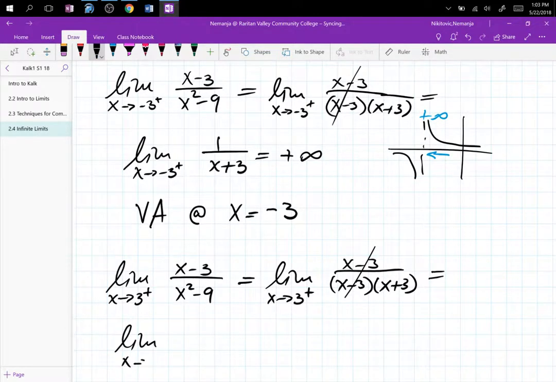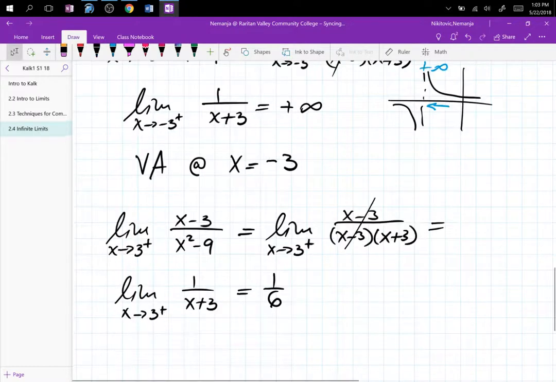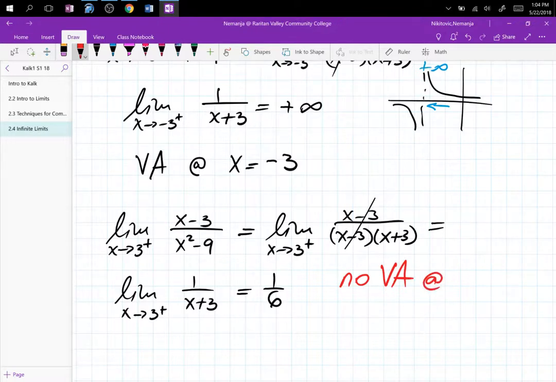And look what we get now. Is that an infinity? What is that? It's a number. It's 1 over 6, right? It's a fraction. It's not an infinity. Do we have a vertical asymptote at 3? No. No VA at x equals 3.